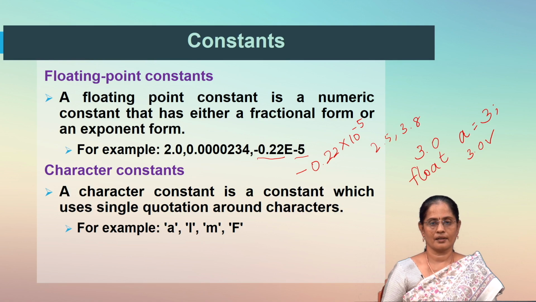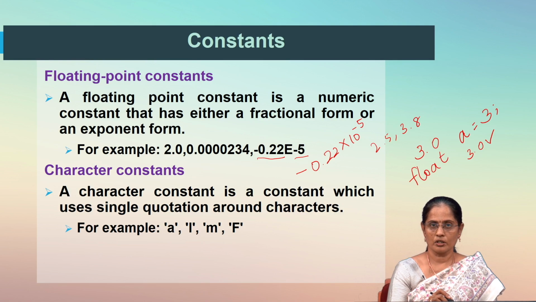And the character constants are the interesting constant types in C programming, which are indicated using single quotation marks. So, wherever we see single quotation marks, those single characters are enclosed within single quotes to denote that it is a character constant.